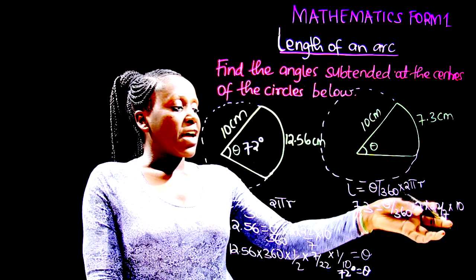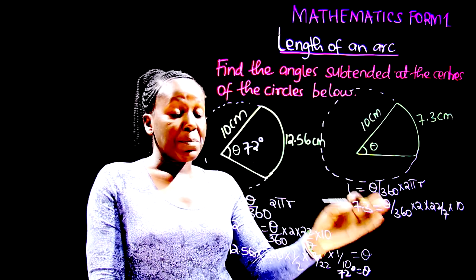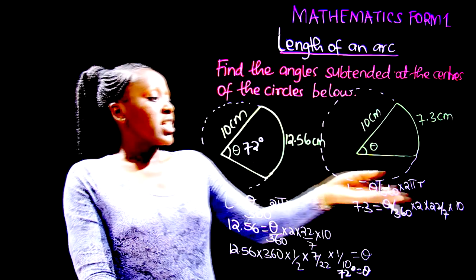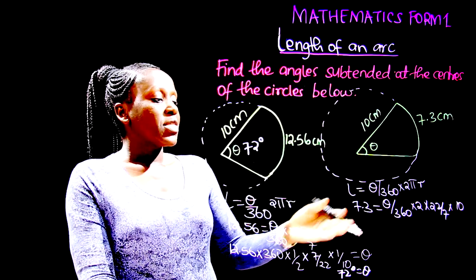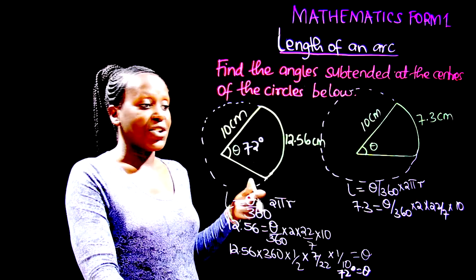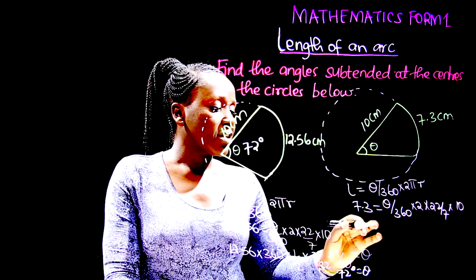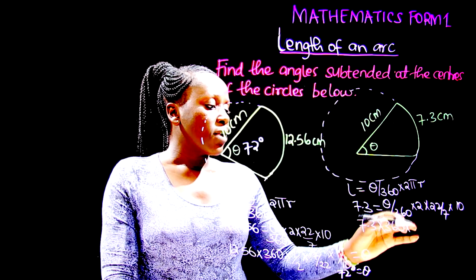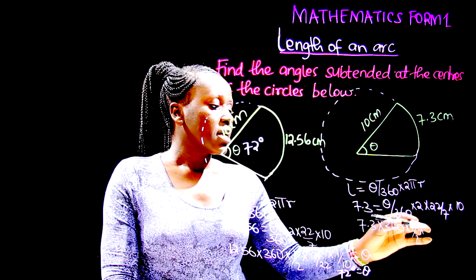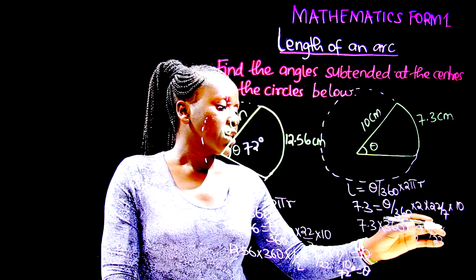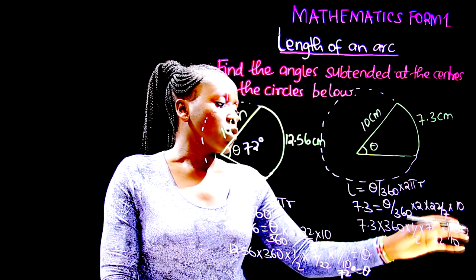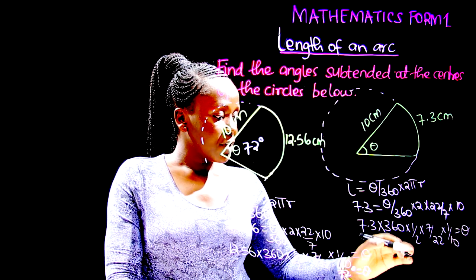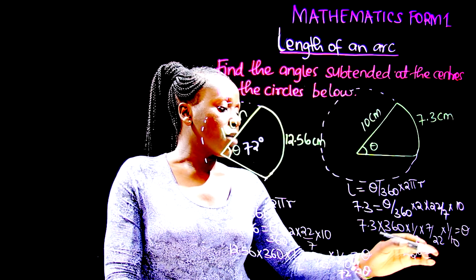We bring all these values to this side because we only want to remain with theta on one side, because that is what we are looking for. So anything that is a denominator becomes a numerator, and anything that is a numerator becomes a denominator. So now we have 7.3 times 360 times 1 over 2 times 7 over 22 times 1 over 10, and this is equal to theta. When you work this out, you will get 42 degrees being equal to theta.